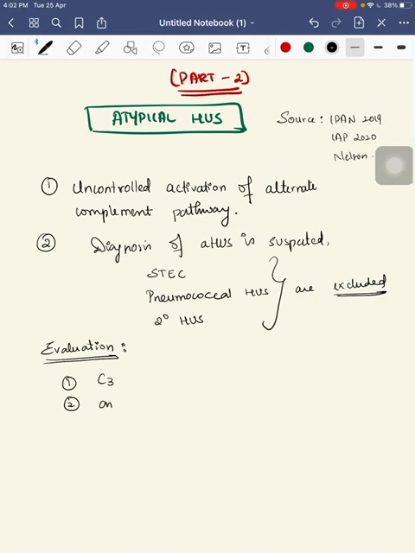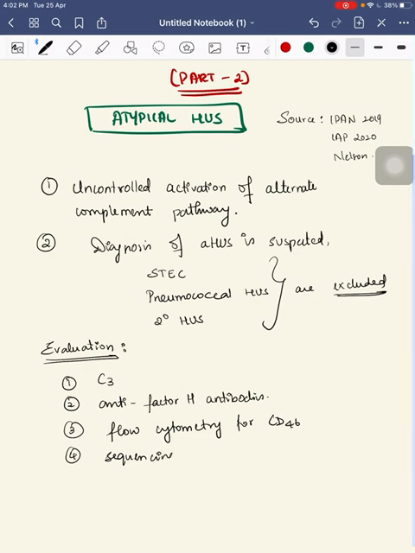Okay. So what are the investigations, or what are the things you are going to evaluate in a child when you suspect atypical HUS? You have to test for C3, complement 3. Second, test for anti-factor H antibodies. Third, flow cytometry for expression of membrane cofactor protein, that is CD46.